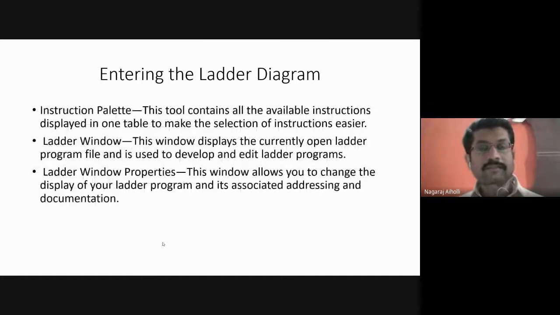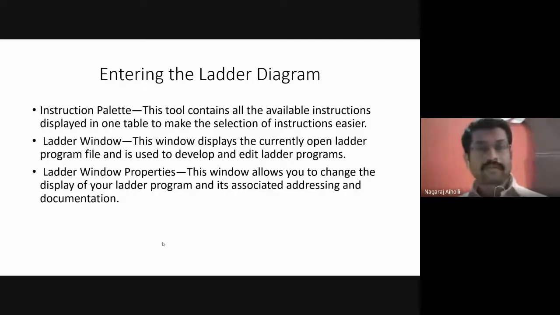Instruction palette. This instruction palette contains all the instructions under one table to make the selection of the instructions easier. There is a certain set of instructions. All those sets of instructions are grouped in one table. It is just like one table. We can pick up the instructions from those tables, and then we can use them in the ladder diagram.